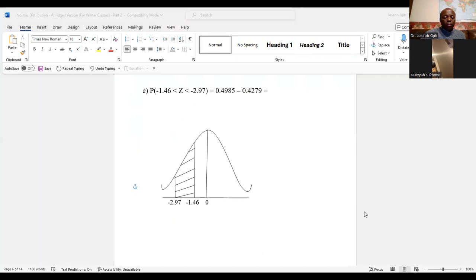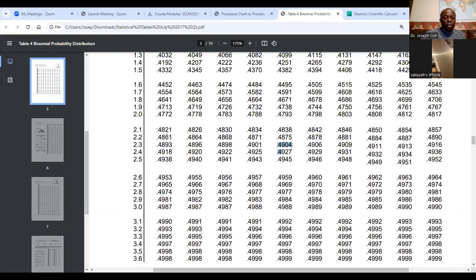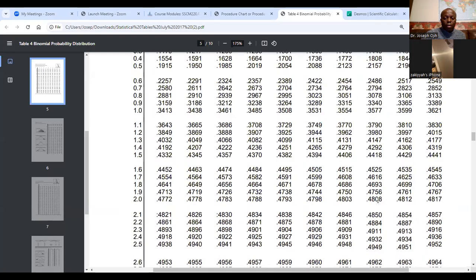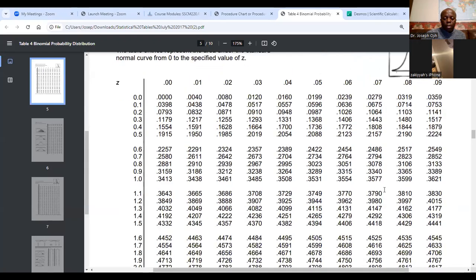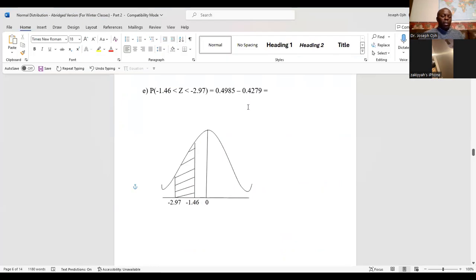Okay, 2.9. Go under 7. Yep, 7. That is 0.4985, which is about 0.5. Okay, we got it right.